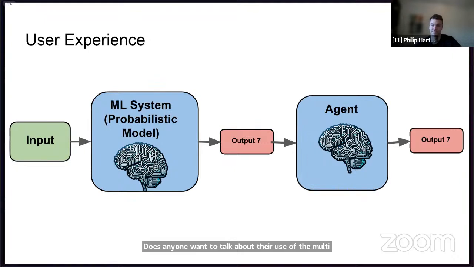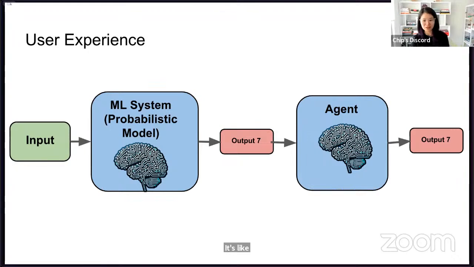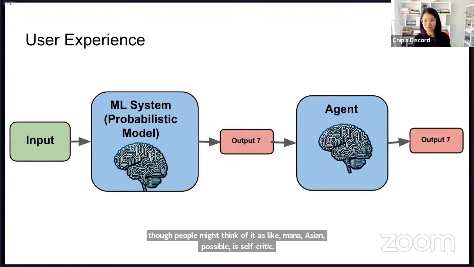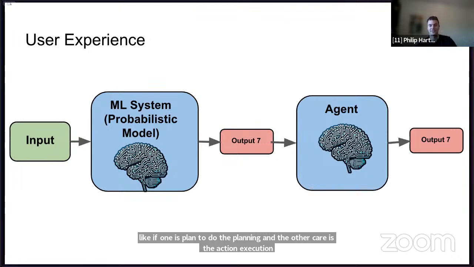Multi-agent is already used a lot even though people might not think of it as multi-agent. First of all, self-critic: if you use a model to act and another model to critique, it's two agents interacting with each other. Or if one does the planning and the other carries out the action execution, is that also multi-agent? Yeah, planning and execution is another one.